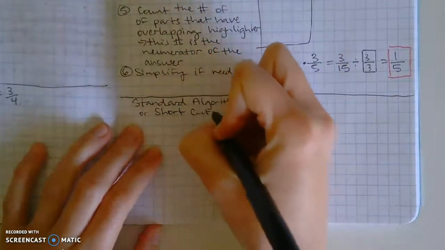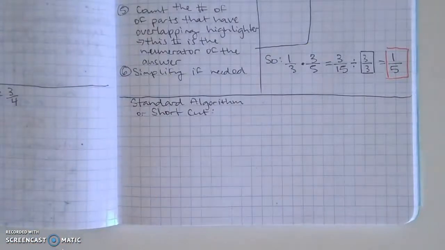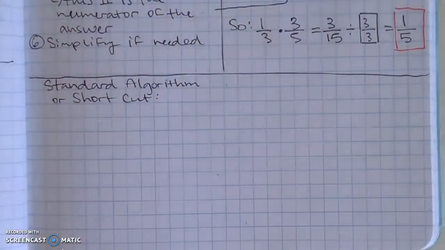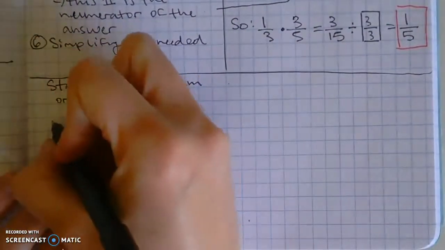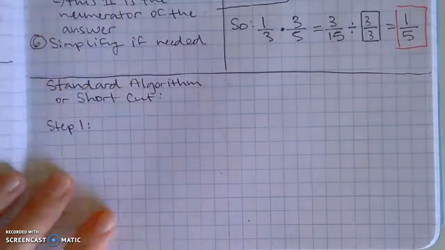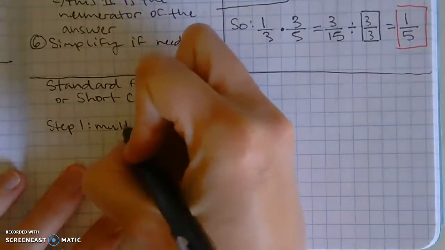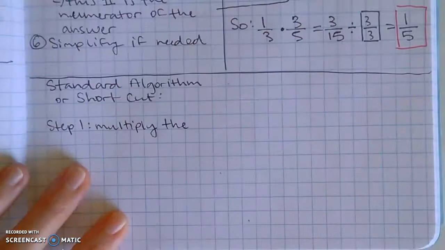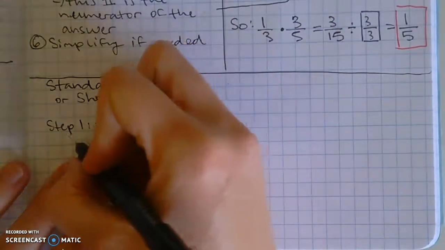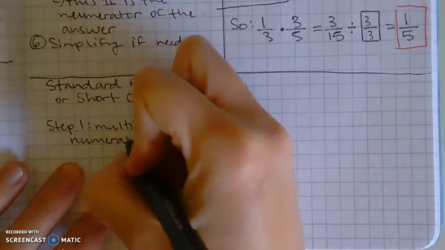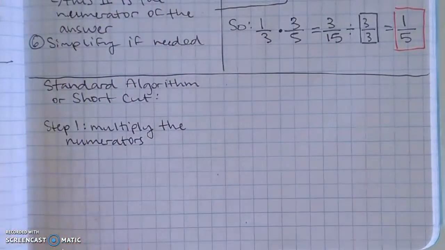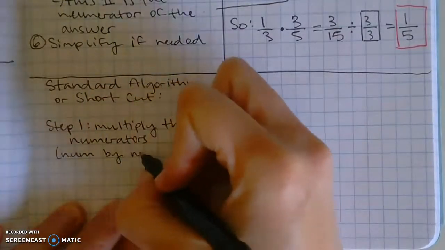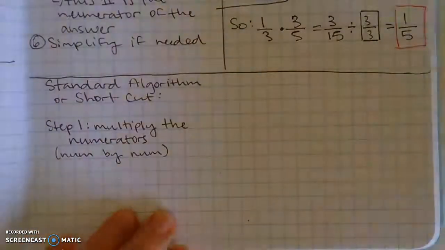This is the quick and easy way to check your answers on multiplying fractions, okay? So step 1, you are going to multiply the numerators, numerator by numerator. So let's get our practice problem set up.